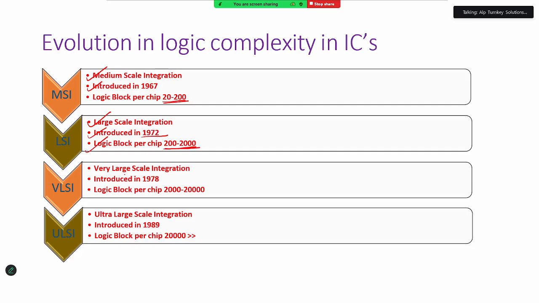Next is very large scale integration. It was introduced around 1978. Logic blocks per chip is around 2000 to 20,000. A logic block means it consists of some combinational and sequential circuits also. Ultra large scale integration was introduced during 1989, and logic blocks per chip is above 20,000. So this is the evolution in logic complexity in ICs.